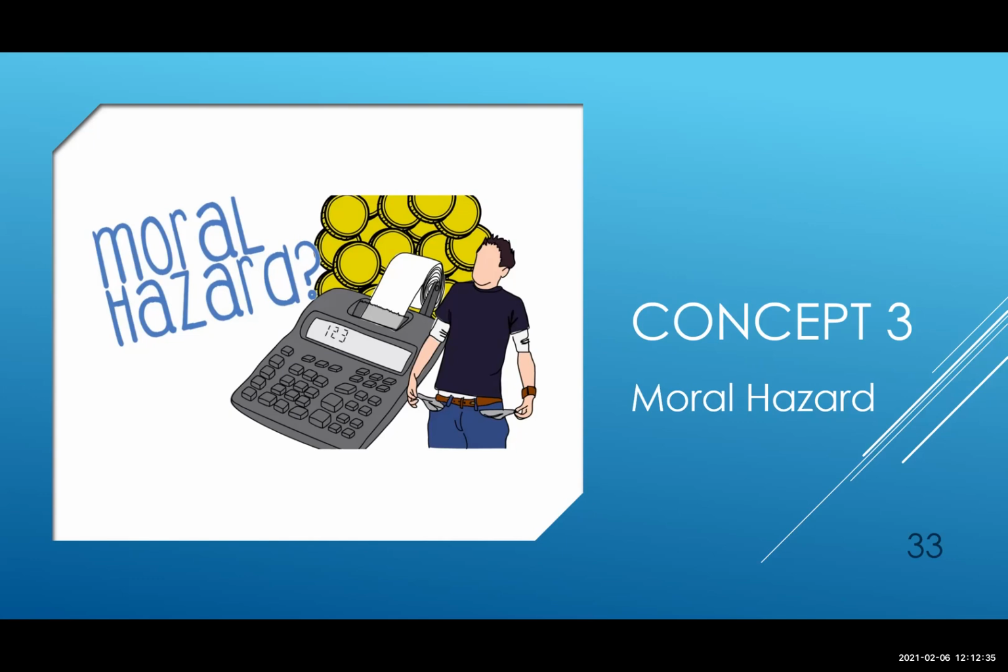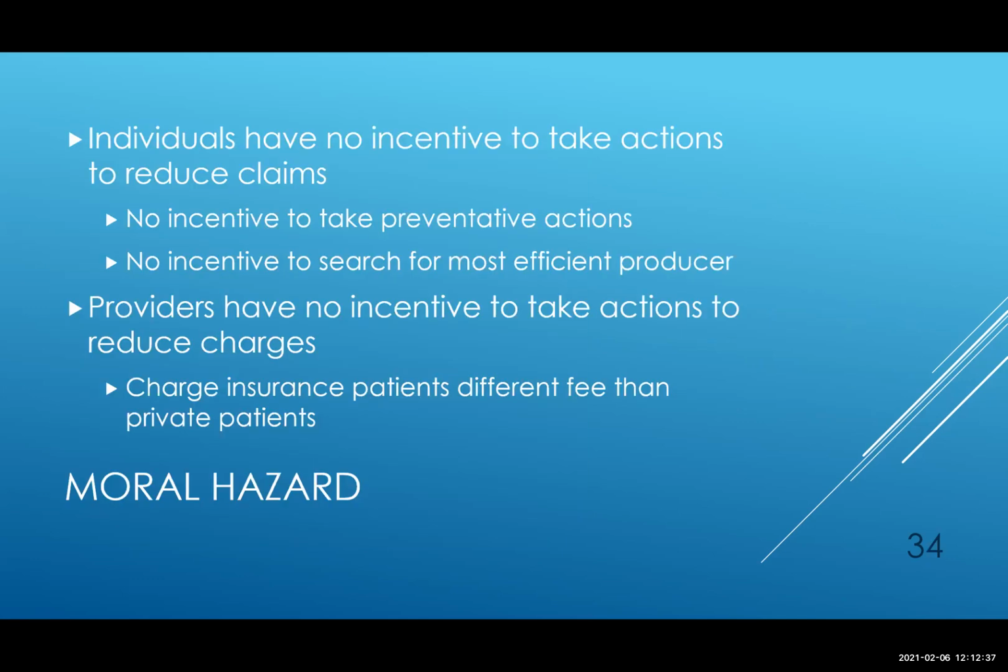So moral hazard. Now individuals have no incentive to take actions to reduce claims, no incentive to take preventative actions, no incentive to search for more efficient producers. Providers have no incentive to take actions to reduce charges. So they can charge insurance patients different fees than private patients. And this did start happening.